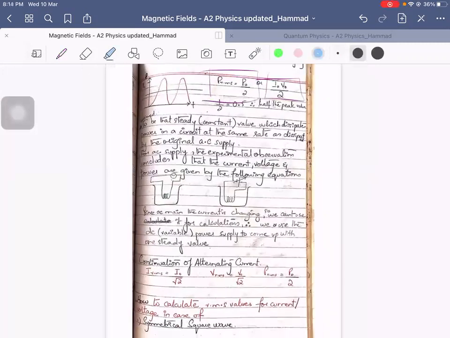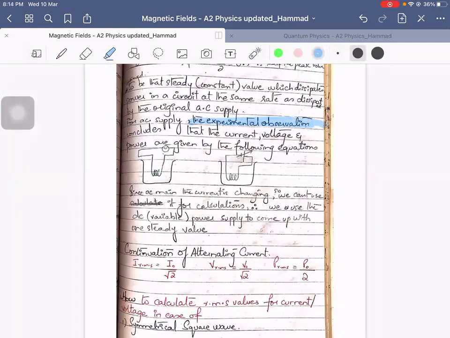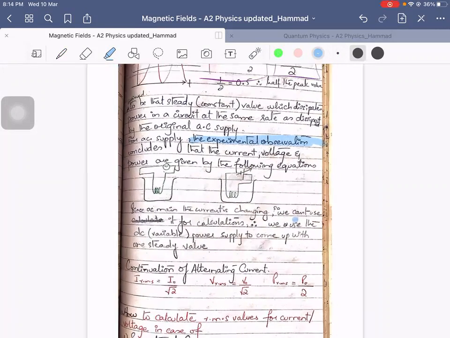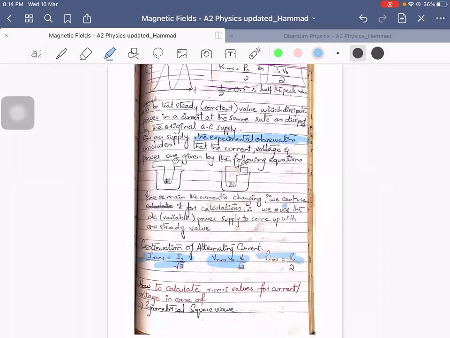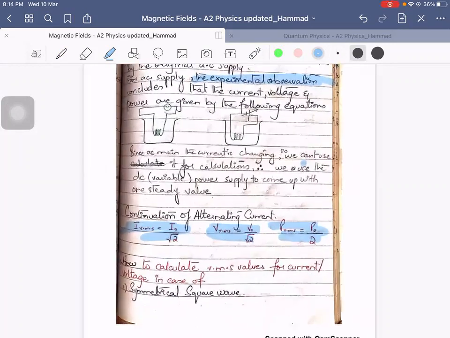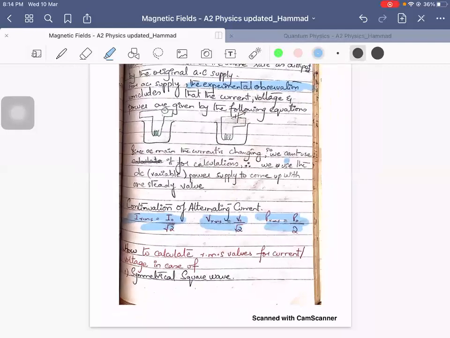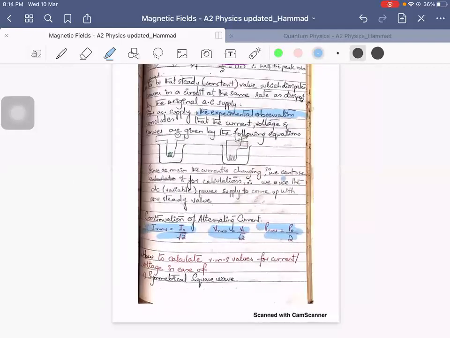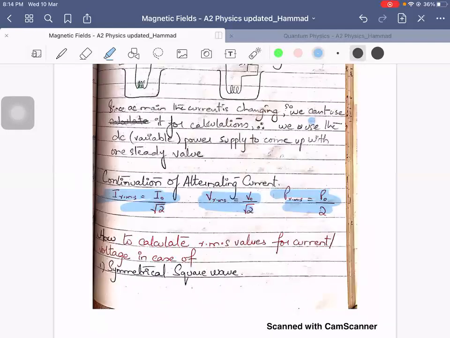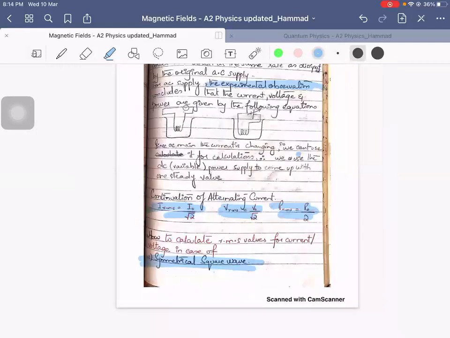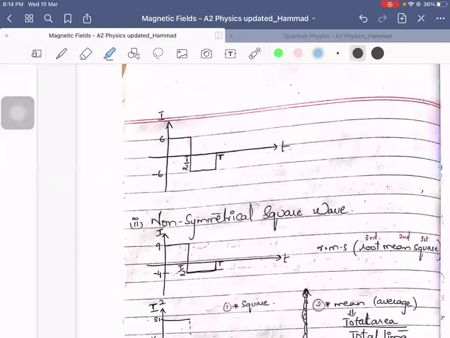For an AC supply, the experimental observation concludes that the current, voltage, and power are given by the following equations, which is this, and this. Since the AC current is changing, we can't use it. How to calculate RMS values for current, voltage in case of a symmetrical square wave? A symmetrical square wave somewhat looks like this.